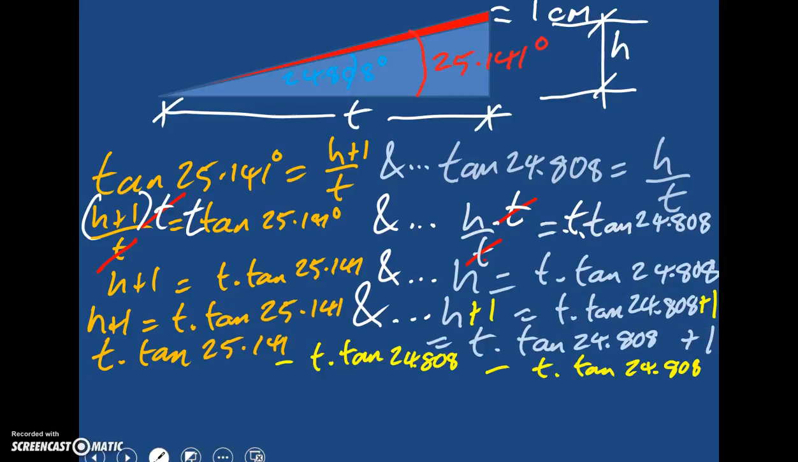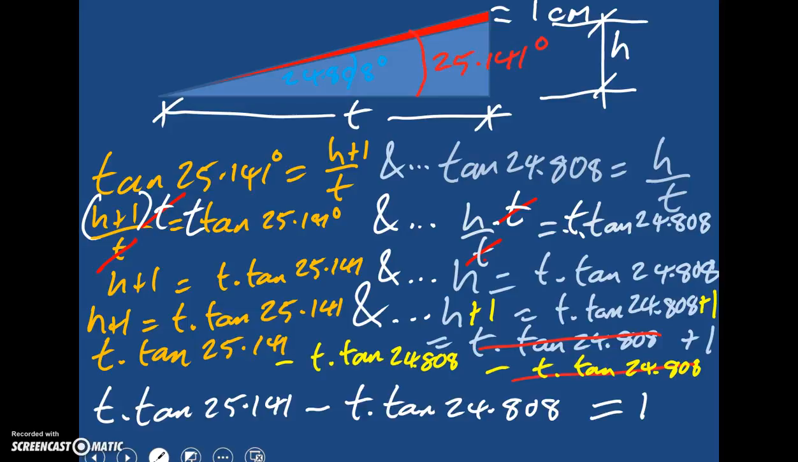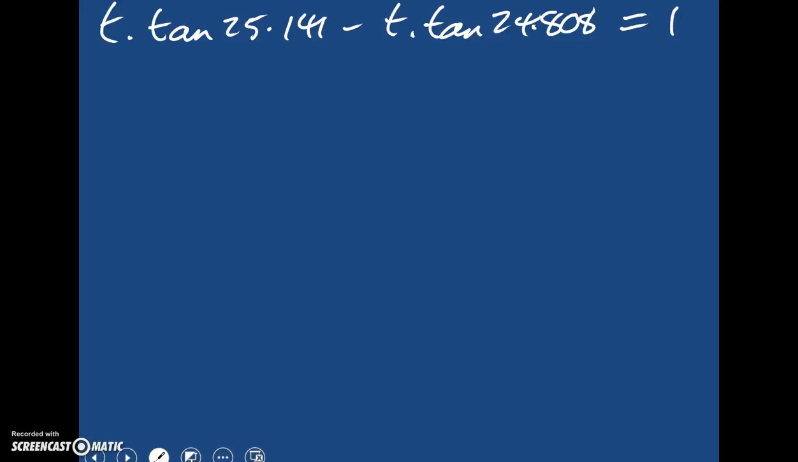Then I can subtract this term here from both sides. If I do that, that cancels because this minus itself is 0. And on the left hand side I can write t times the tan of the bigger angle minus t times the tan of the smaller angle is equal to 1. I'm now going to transfer this to the top of the next slide and try to solve this interesting little equation, because we've got one equation with one thing we don't know, and the thing we don't know is the thing that we are looking for, so we're homing in.